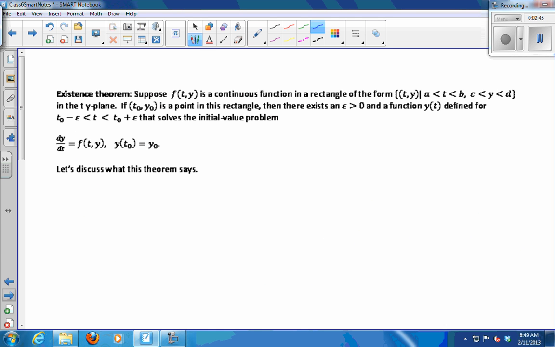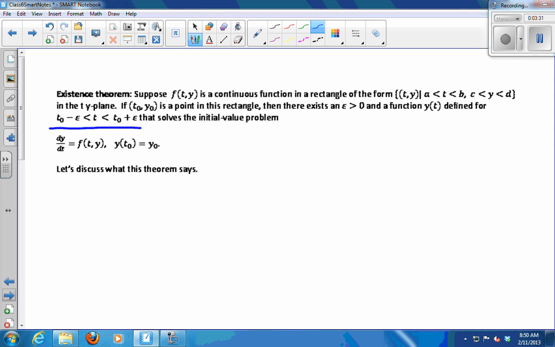So the existence theorem is actually, I'm not going to prove it for you because it takes math way, way above what we have. But it's a really important result. And it says, suppose f of t,y is a continuous function on a rectangle in the ty plane. If t naught, y naught is a point in that rectangle, then there is some epsilon, which you think of as a small positive amount, okay. And a function y of t, so that y of t solves the initial value problem on this small interval around t naught.